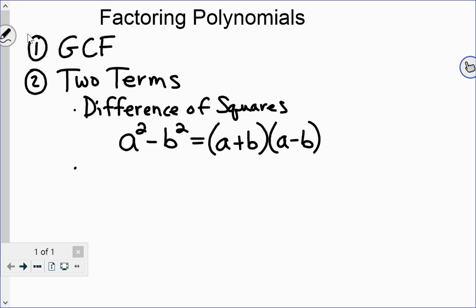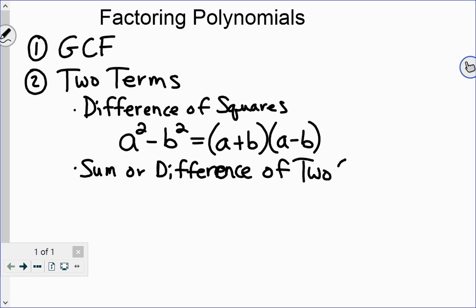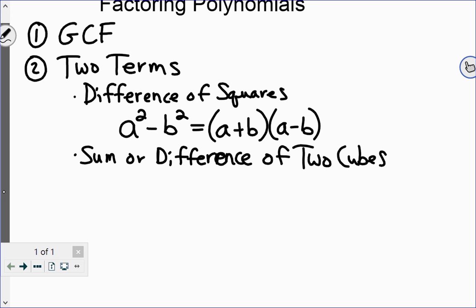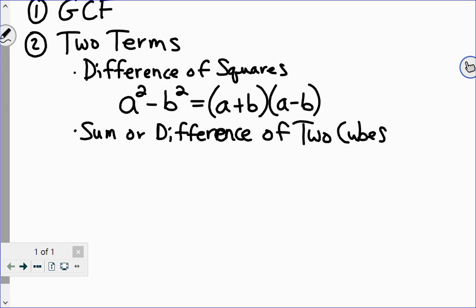The other one is the sum or the difference of two cubes. This one really doesn't come up enough for us to spend a lot of time memorizing it. You need to be aware that there's a formula for it, and if you can remember it, great, but it's not going to come up enough to probably spend a great deal of time memorizing, and that's when you have a cubed, and it can either be plus or minus b cubed.